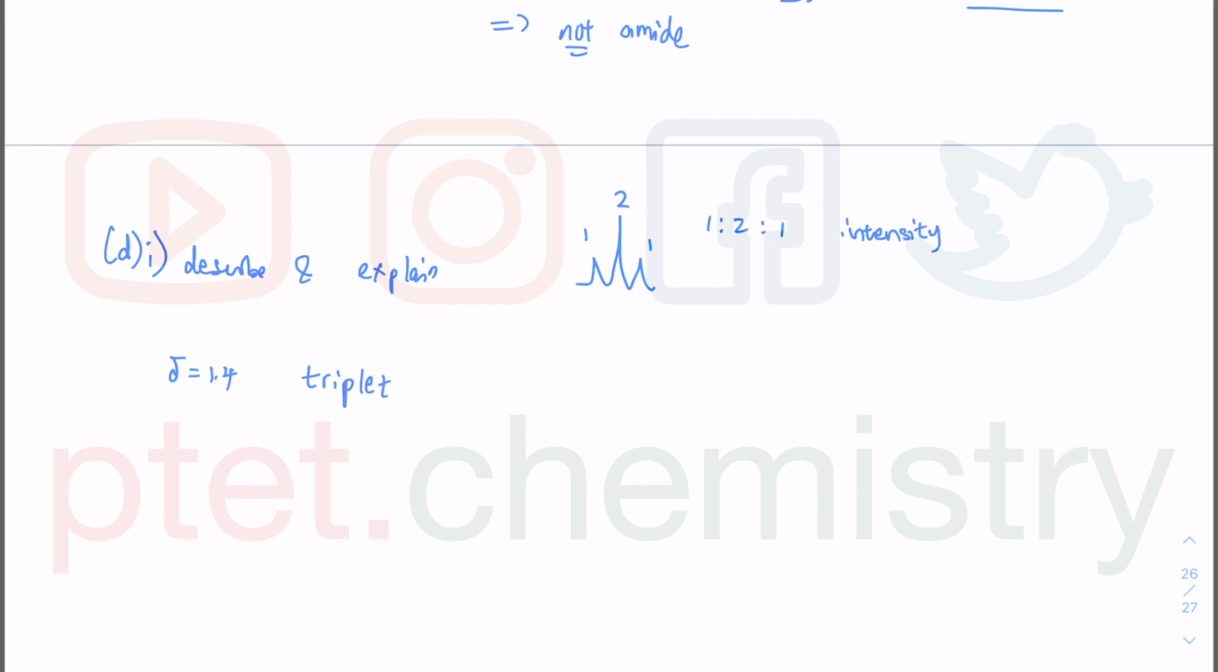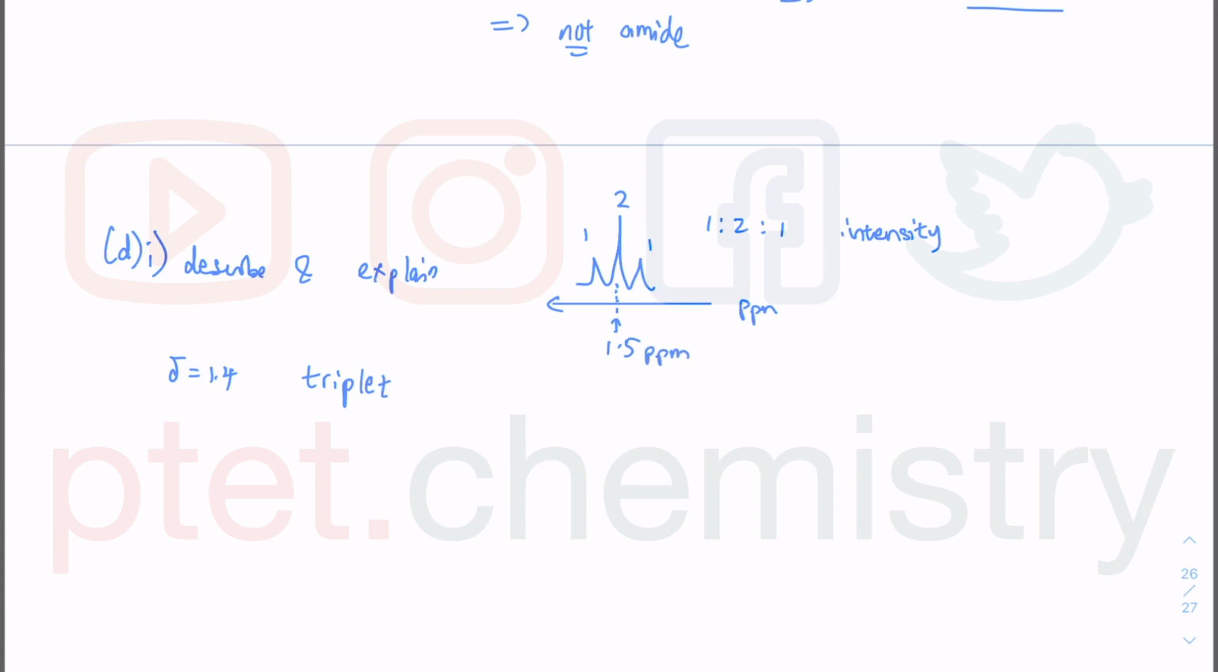So the next part of the question is D part 1. They say describe and explain. So there are 2 bits to that question. It's 2 marks. First of all, the splitting at 1.4. The splitting at 1.4 from your diagram, as you could see, is a triplet. A triplet would be 1:2:1 intensity. Because when you have a triplet, it will be 1:2:1. This is to do with intensity, and then the value itself has ppm, and you read it from the middle thing. Okay, from the middle thing is around 1.5 ppm.